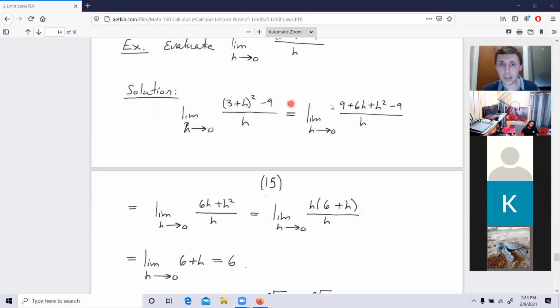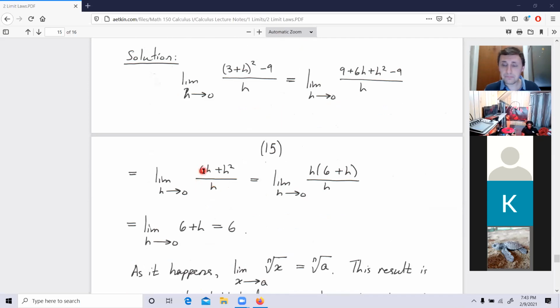Okay, so we have 9 plus 6h plus h squared minus 9. So that becomes 6h plus h squared over h.